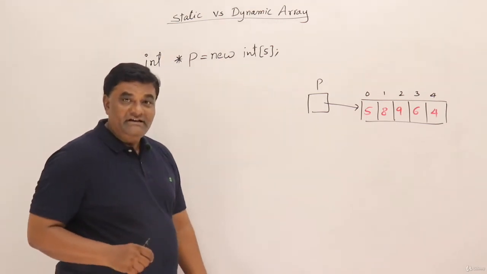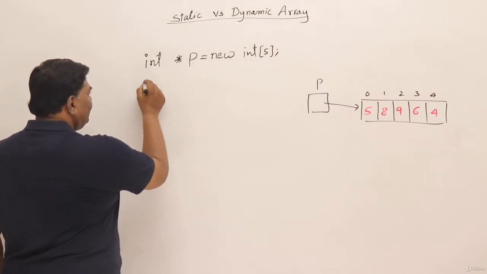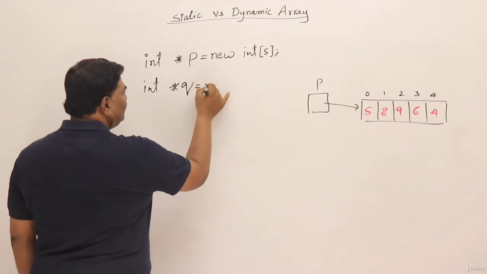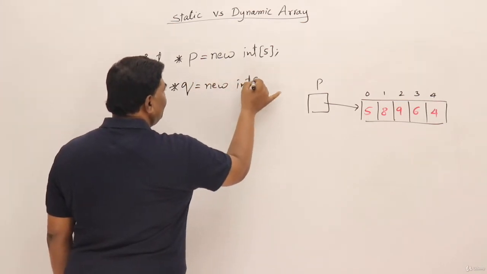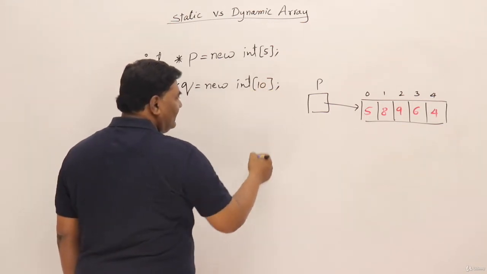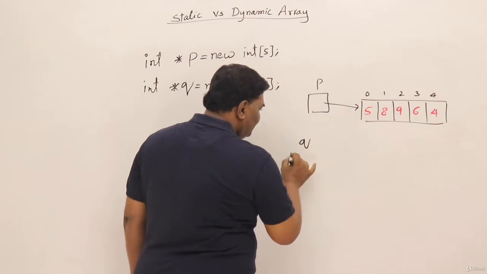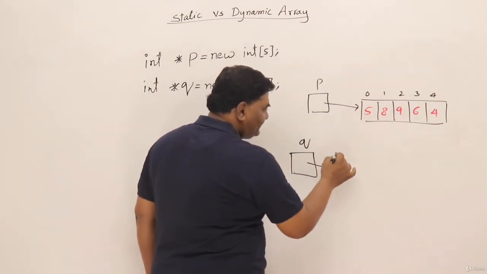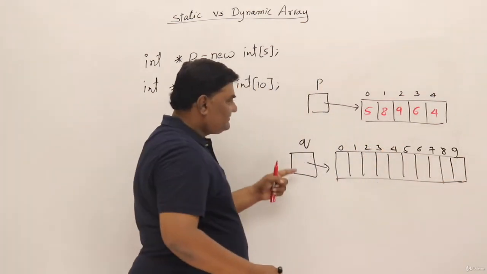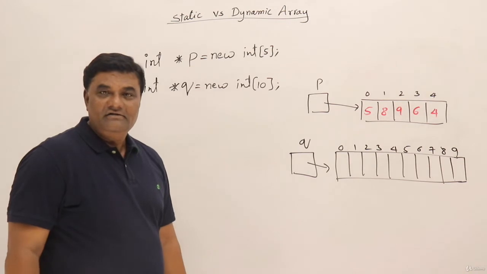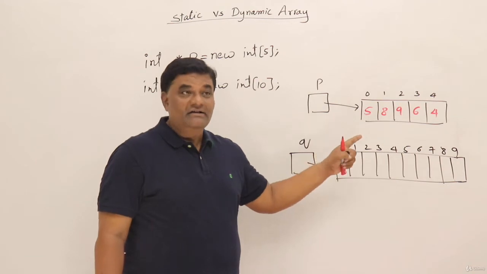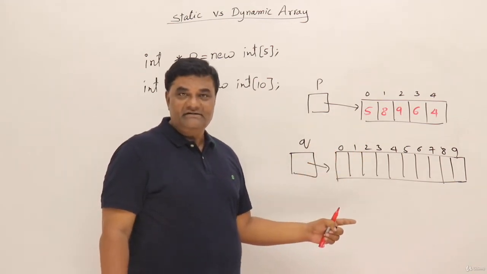Then one method for increasing the size is to take one more pointer, call it Q, and create a new array of the required larger size. Let us say I want an array of size 10. Then pointer Q will be pointing to an array with a larger size, 0, 1, 2, 3, and so on. Now this Q is pointing to a larger size array. So I cannot increase the size of the same array. Already I said that. So the alternative is to create a bigger size array.